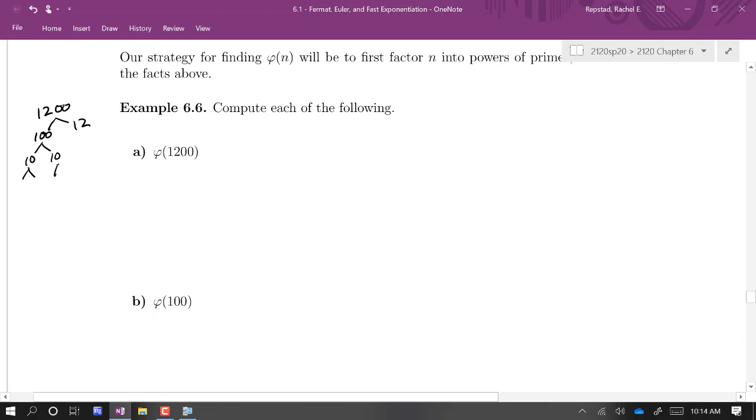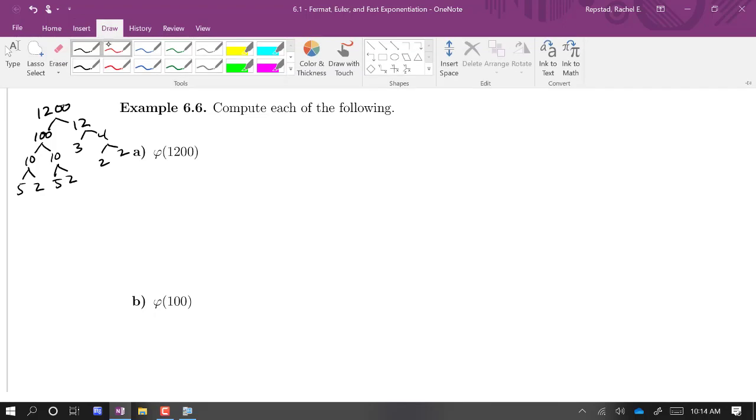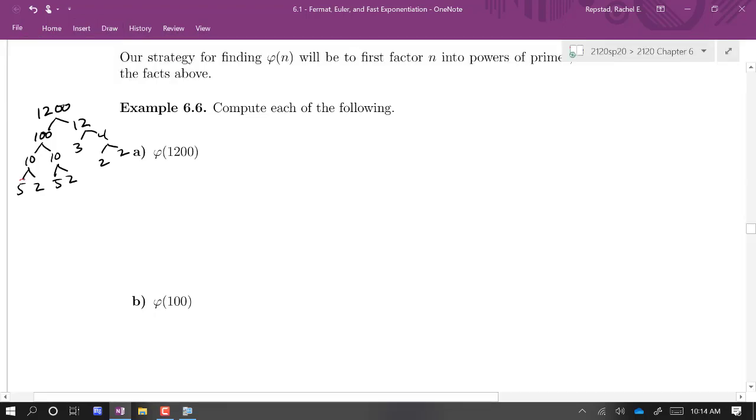And I want to go all the way down to primes. This is important. Right, so here are all of my primes. I got some 5s, I've got 3 2s, and I've got a 3. So the first thing I'm going to do is rewrite 1200 in its prime factorization. So I'm going to use the primes and their exponents. So I got 2 cubed times 3 times 5 squared.